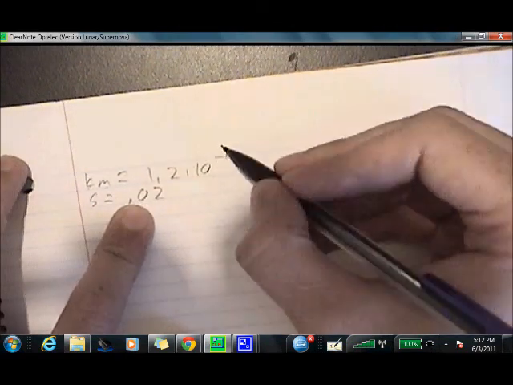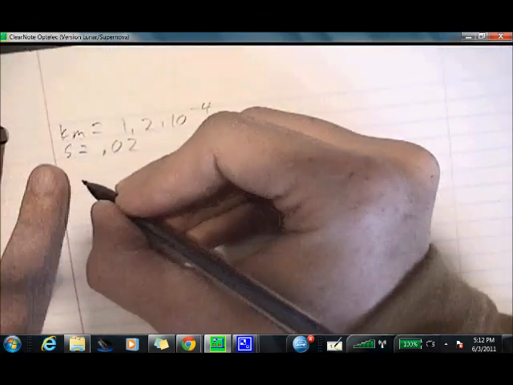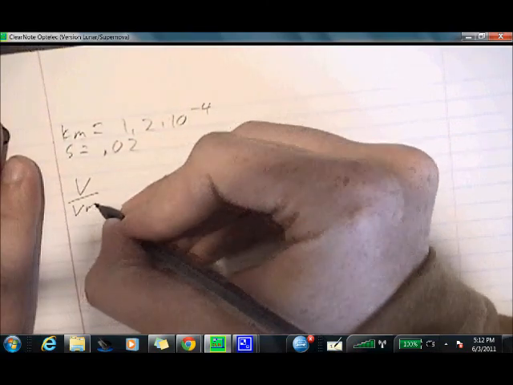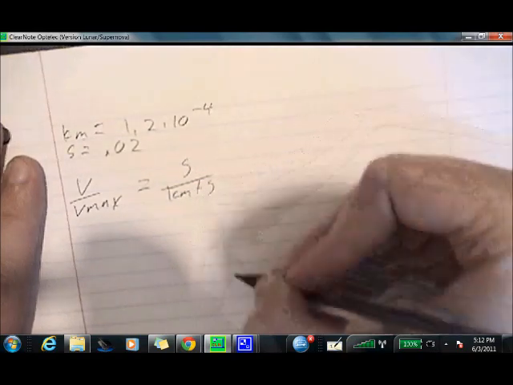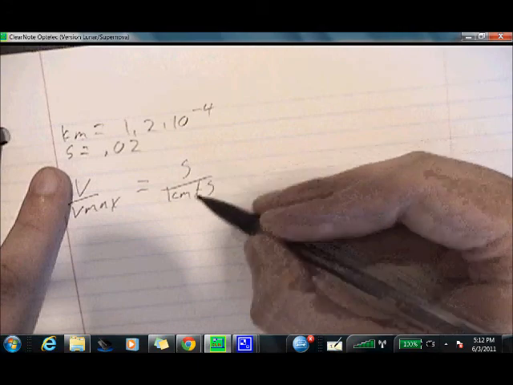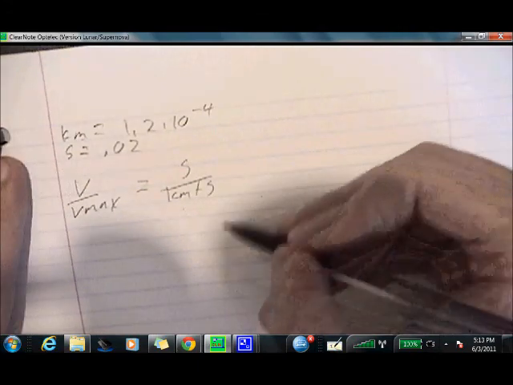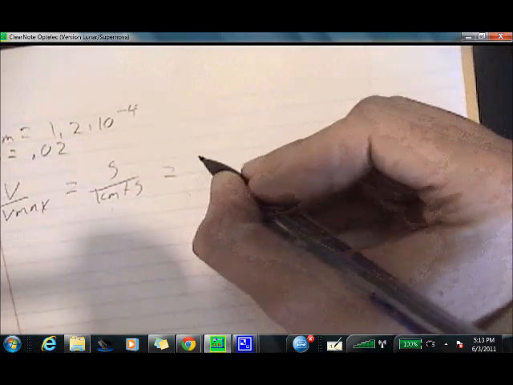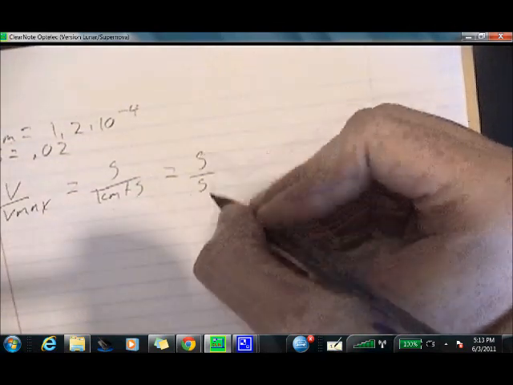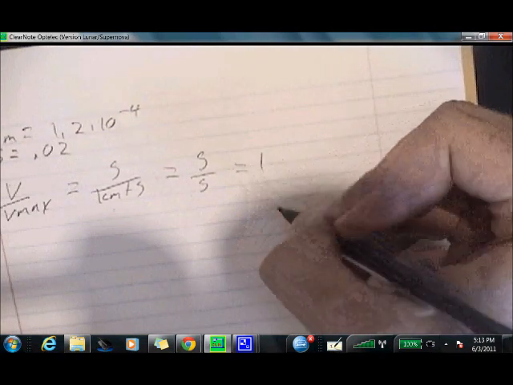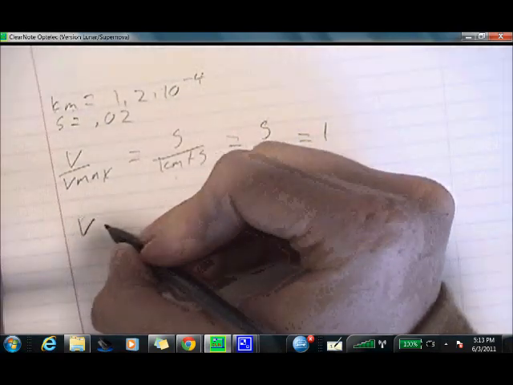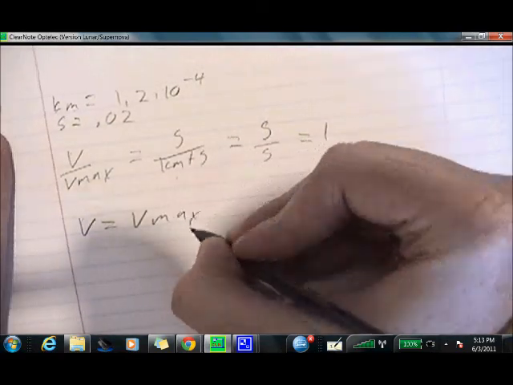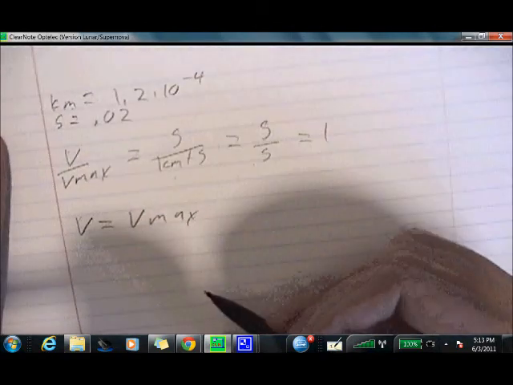Okay, what this means is that when you write your V over Vmax equation, which is S over Km plus S, S is so great that Km isn't going to play a factor. And so you're left with S over S, which means that this is pretty much going to equal almost 1. What that means for us is that V, our current velocity, is going to be almost at our Vmax. It's going to be very close.